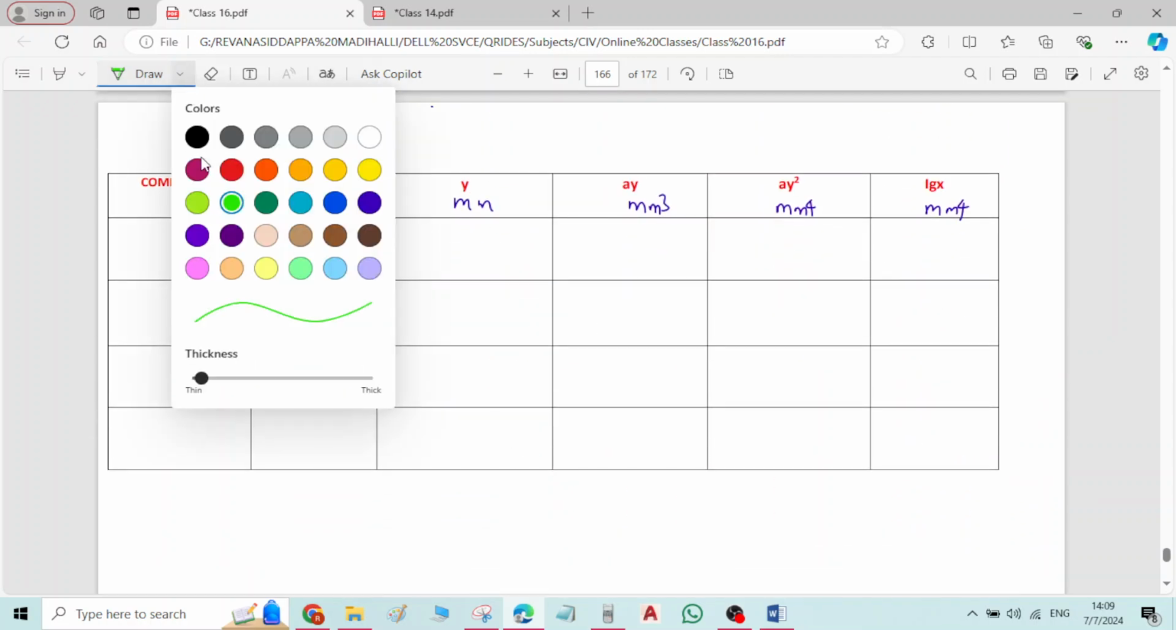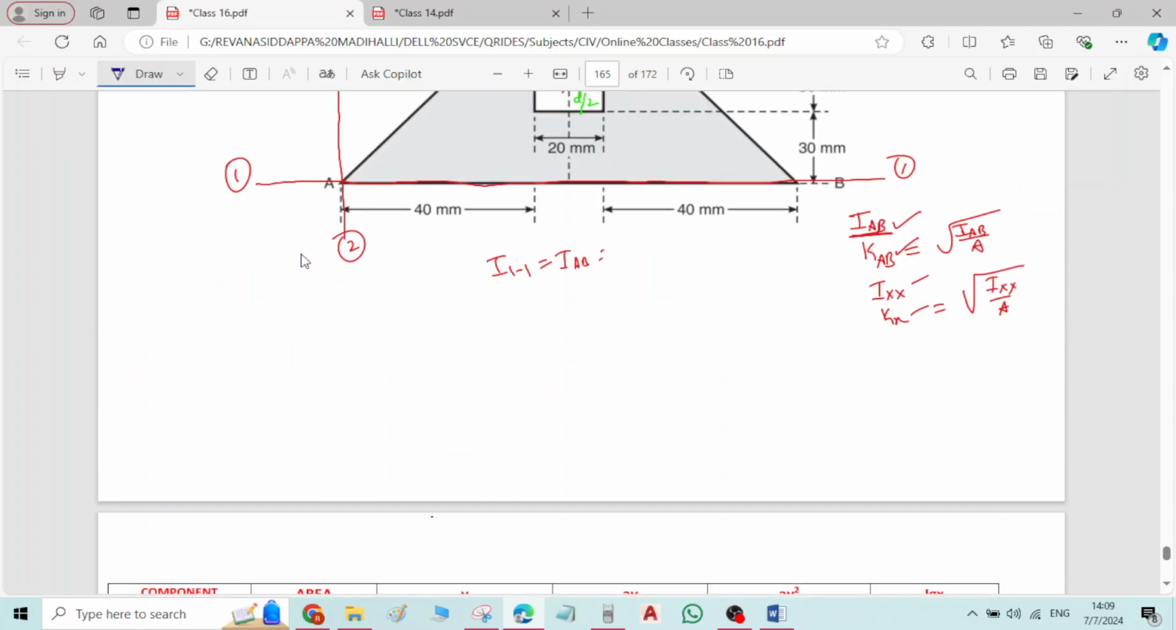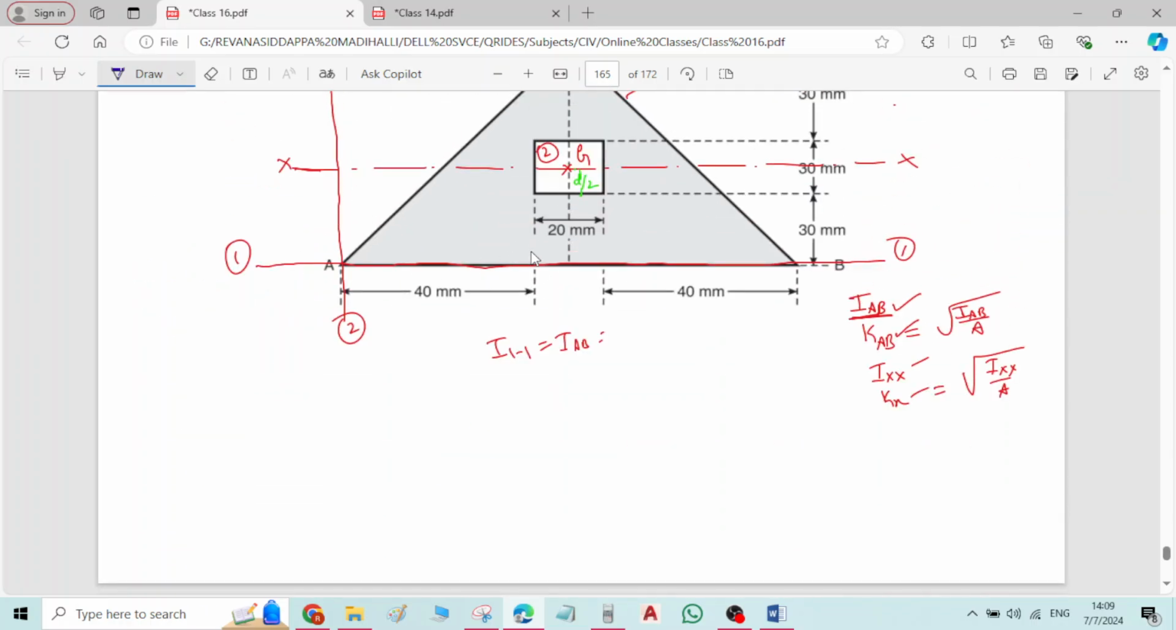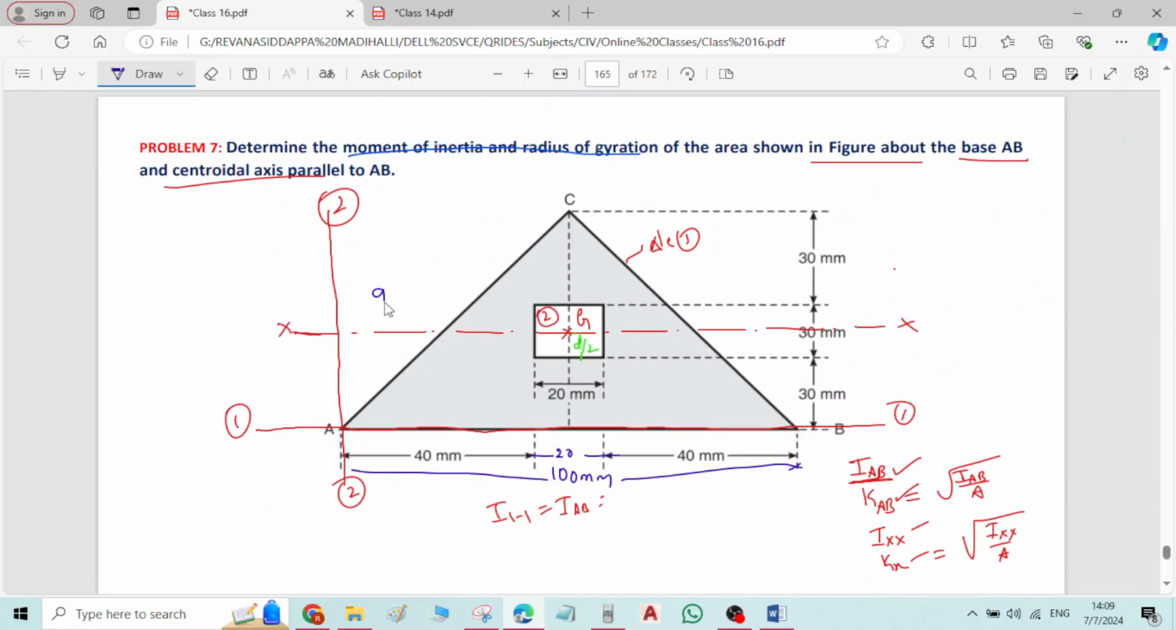I'll take the first component now. The first component is the overall triangle, component number 1. Area is half into base into height, which is equal to half into the base width of the triangle. How much is it? It is 20 mm plus 40, so the overall base width of the triangle will be 100 mm. And the overall height of the triangle is 30 plus 30 plus 30, which is 90 millimeter.